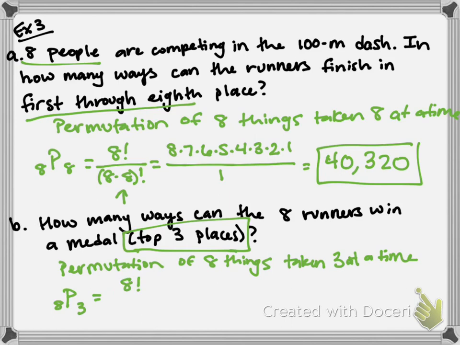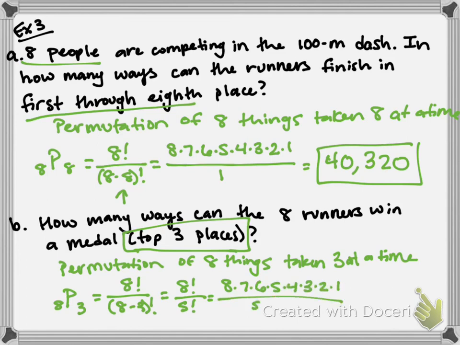So we have 8 factorial over 8 minus 3 factorial, which is 8 factorial over 5 factorial. So 8 times 7, 6, 5, 4, 3, 2, 1 being multiplied, and 5, 4, 3, 2, 1 being multiplied. We can cancel all of that. So what is 8 times 7 times 6? That would be 336 different ways that those 8 people could come in first, second, or third place.